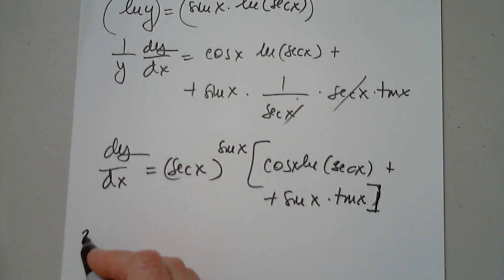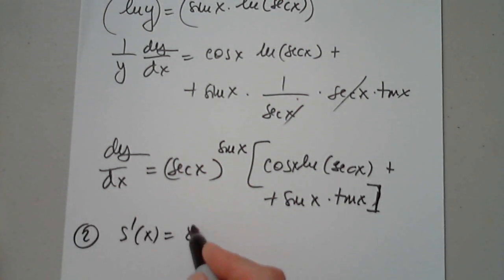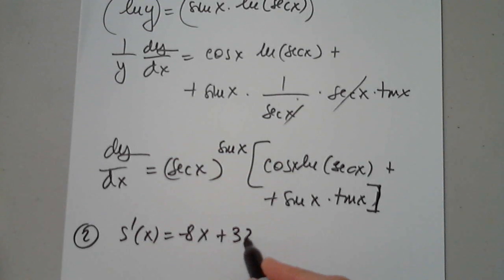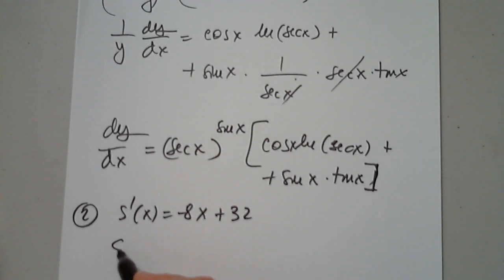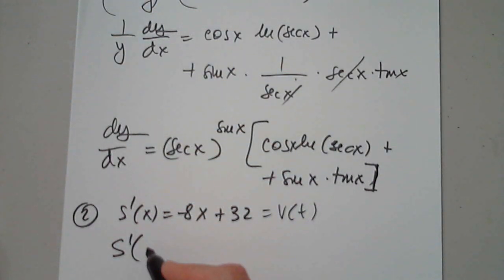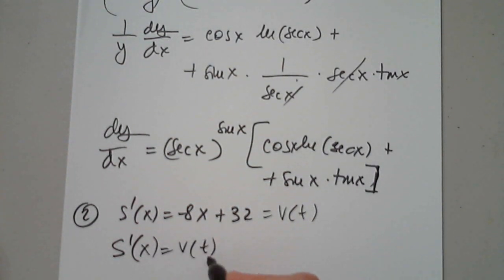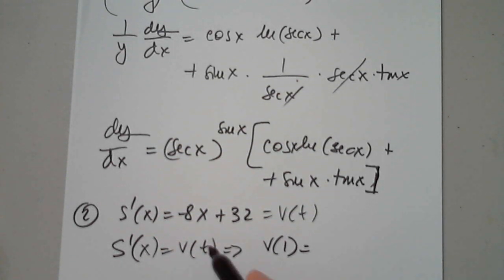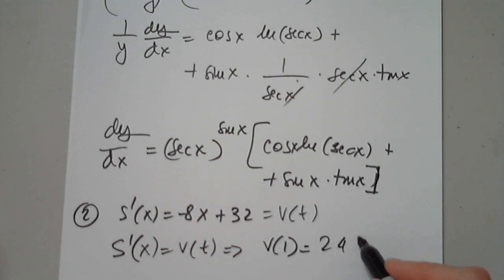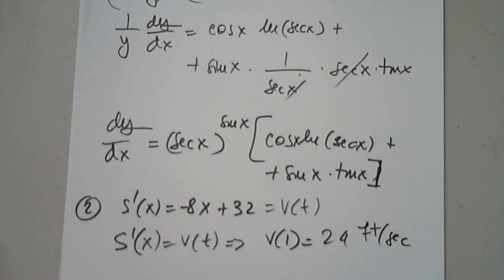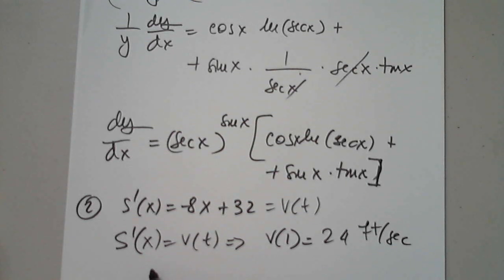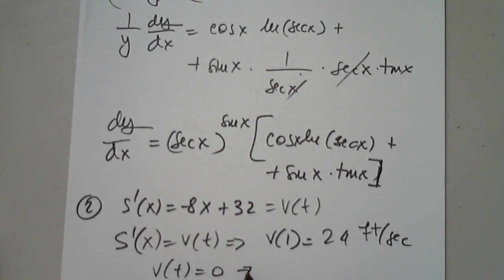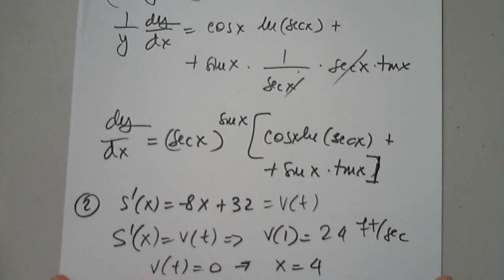The other one, number 2, s prime of x equals negative 8x plus 32. So I think we were asked to find s prime. This is velocity also. So we were asked to find the velocity at 1 second, I think. V of 1, I think, right? 24 feet per second. And then, yes. And then we were asked to, first of all, find V of t equals 0, which I browsed through, so you determine that x equals 4.